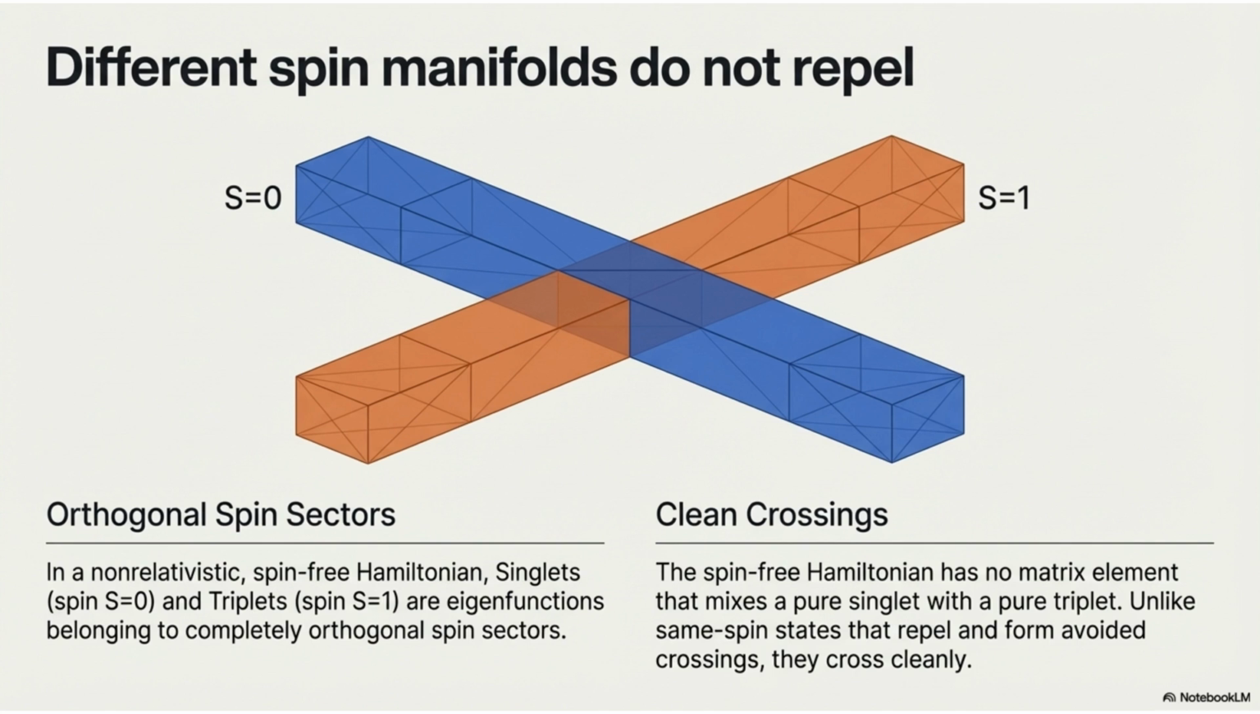Singlets and triplets are orthogonal spin sectors in a spin-free, non-relativistic Hamiltonian, so different spin manifolds do not repel. This results in clean crossings, unlike same spin states that repel and form avoided crossings.